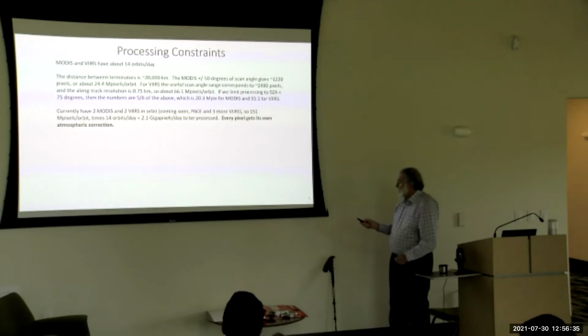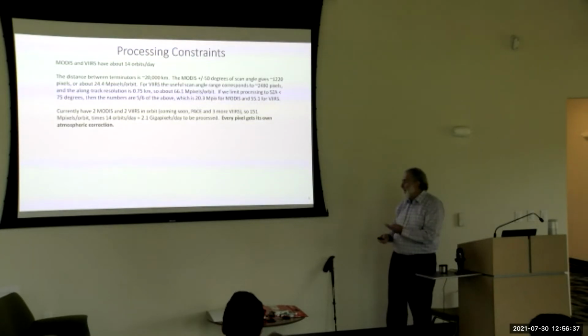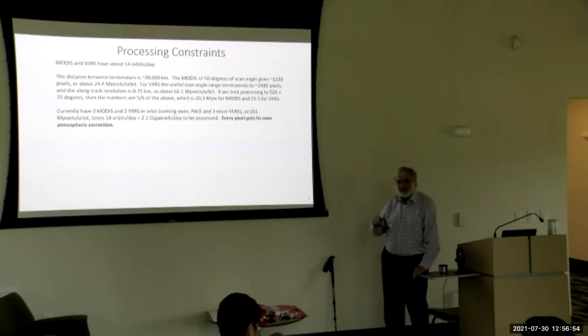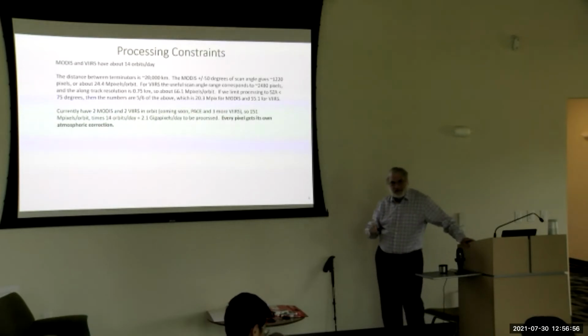But then there's 2 MODIS sensors in orbit. There's 2 VIIRS in orbit at the moment. So you multiply all that together, they're collecting about 150 million pixels per orbit times 14 orbits a day. That's about 2.1 gigapixels per day. And every one of those pixels has to be atmospherically corrected.